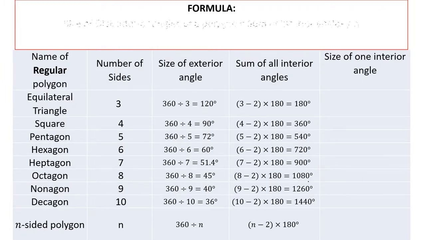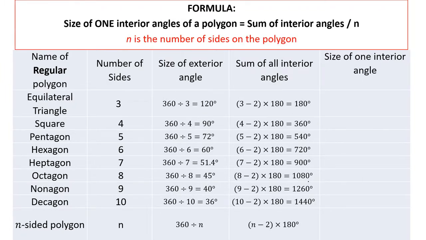Finally, size of one interior angle is sum of interior angles divided by n. So sum of interior angles is the answer that you got in the previous column. So 180, 360, 540, 720, and so on, divided by the number of sides. So for our equilateral triangle, our sum of interior angles is 180, divided by number of sides is 3. Our square is 360, divided by number of sides is 4. Our pentagon is 540, divided by 5. 720, divided by 6. 900, divided by 7. 1080 divided by 8, 1260 divided by 9, and 1440 divided by 10.